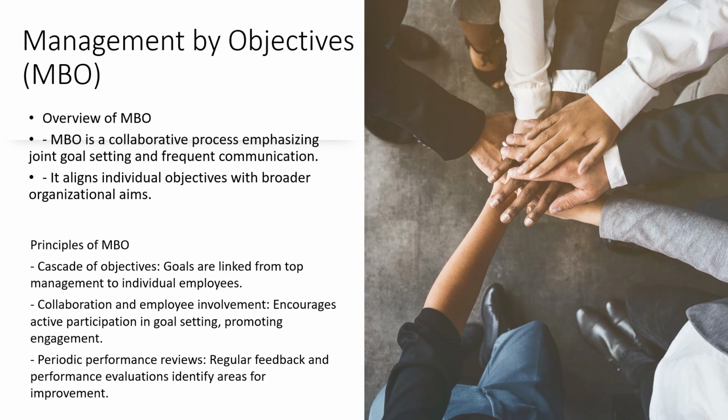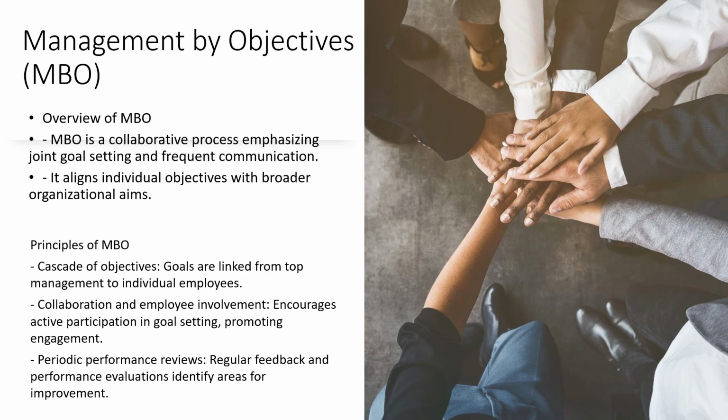So MBO is a little bit different from traditional goal setting because it is a kind of collaborative process emphasizing joint goal setting and frequent communication. It aligns individuals with the broader organizational aims. So here are some principles of MBO. First, cascade of objectives: the goals are linked from the top management down to individual employees. And collaboration and employee involvement: it encourages active participation in goal setting, promoting engagement.